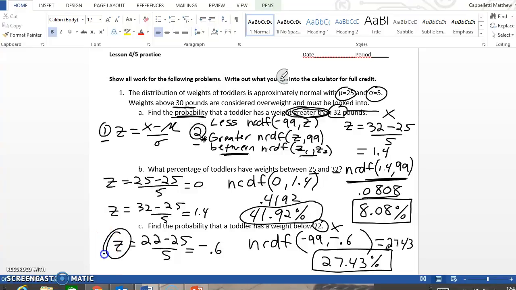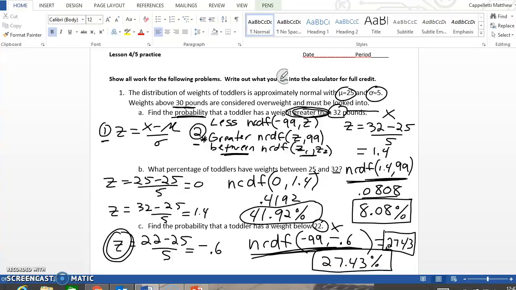So this is the work I'm looking for. I'm looking for your z. I want you to show me what you plug in your calculator, and then you can leave the answer as a decimal or percent. I just think it's more meaningful if you convert it to a percent. Okay, so now that you have this example to refer back to, I'd like you to complete number 2 and number 3. After you're done completing number 2 and number 3, then pull out your notes, and we're going to look at, I believe it's page 9 or 10.